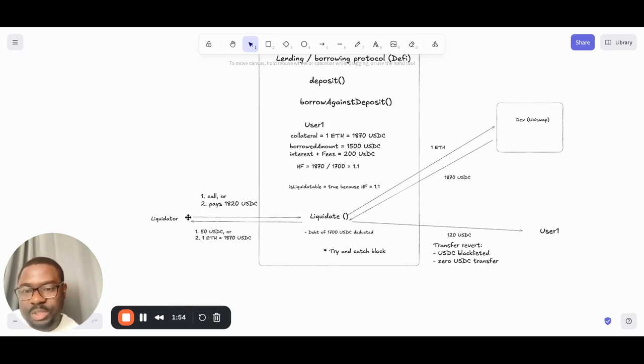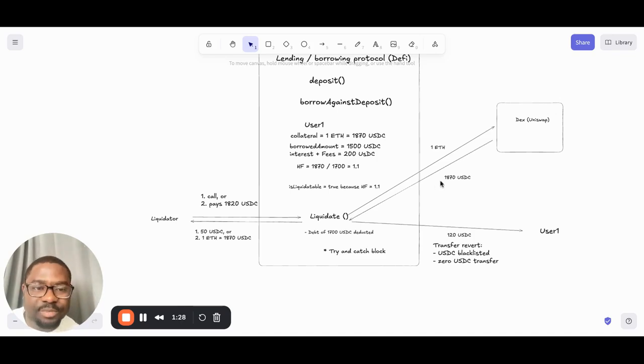So there are two ways that many protocols use to liquidate a position. Now, the first one is the liquidator just calls this liquidate function, and this liquidate function sends the collateral directly to a DEX. It could be Uniswap, or it could also be other DEXs. In fact, you could have a DEX within your protocol. Then you sell it immediately.